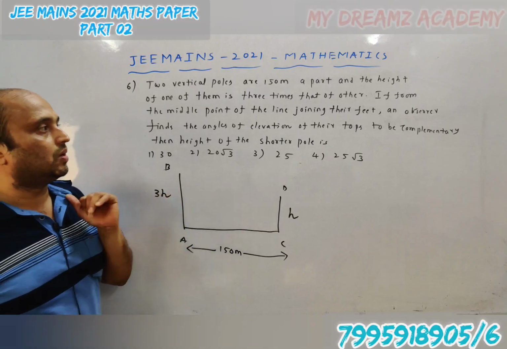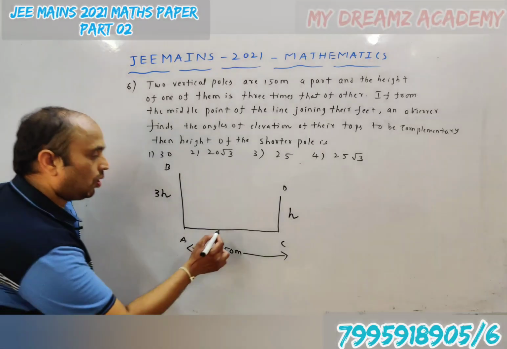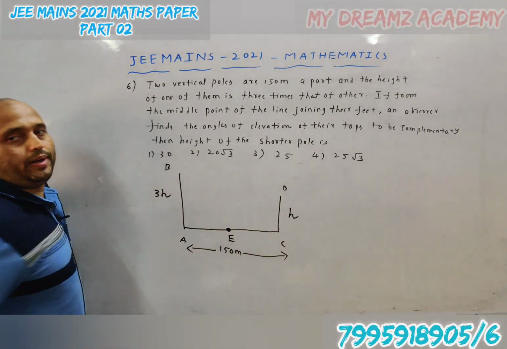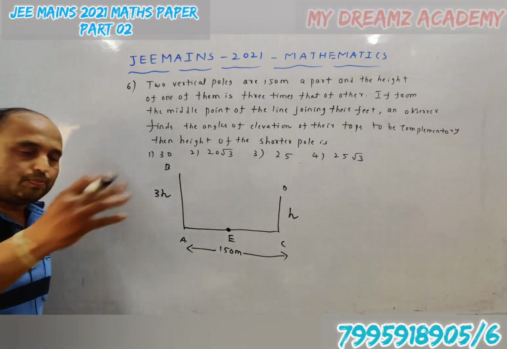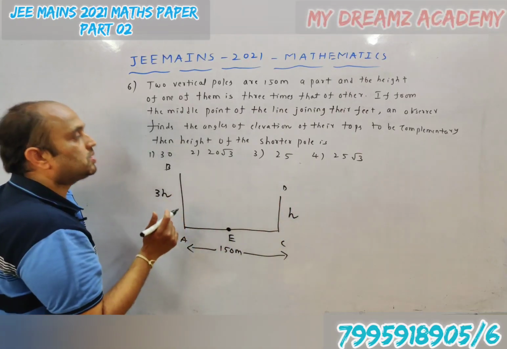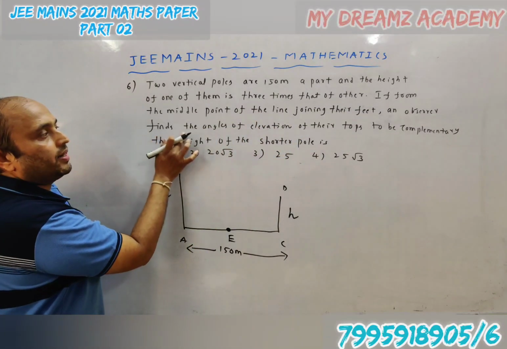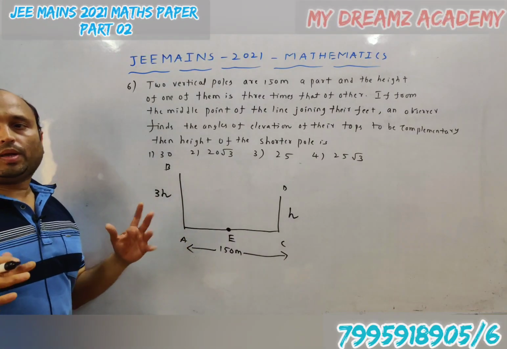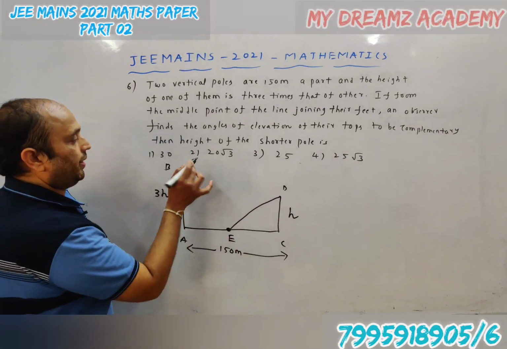Another condition is, if from the middle point of the line joining their feet, which means here, suppose A, B, C, D, E. The middle point of the line joining their feet. An observer, one person, is observing the tops of the two poles. So from the middle point, the observer finds the angles of elevation of the tops to be complementary. Then find the height of the pole.